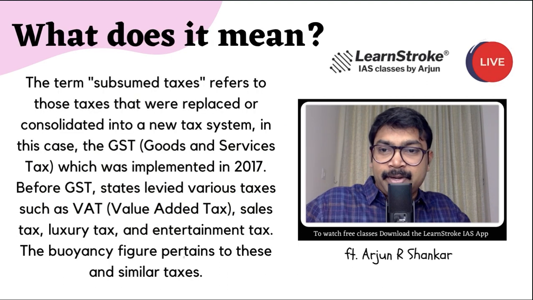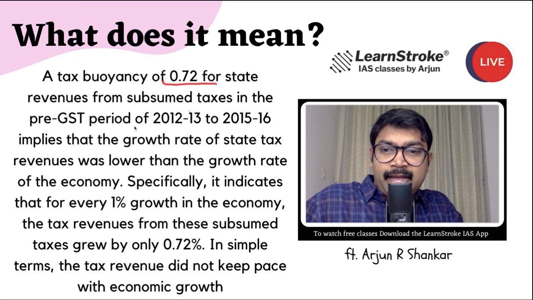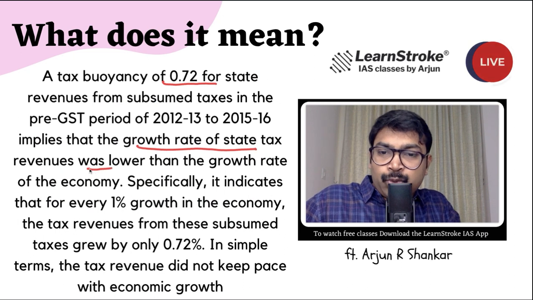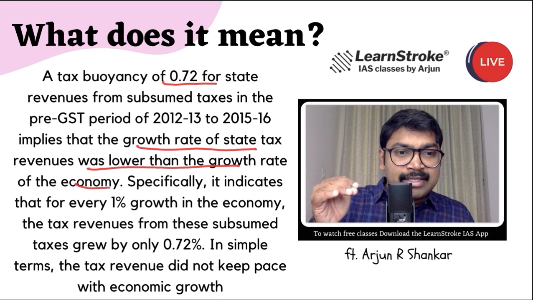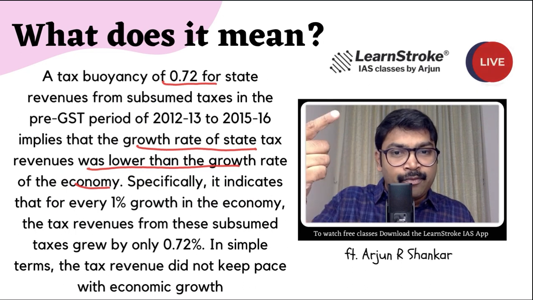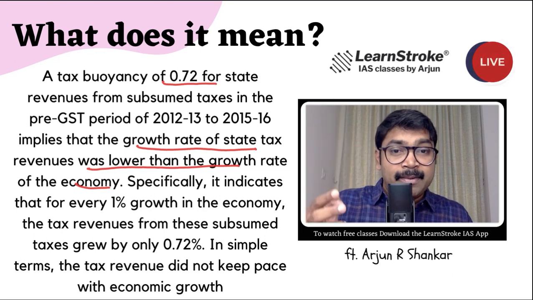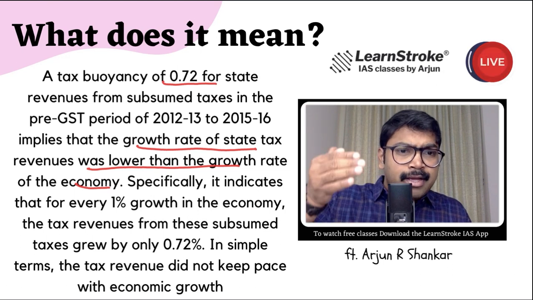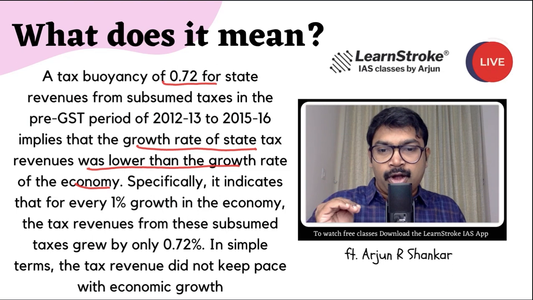Let's understand the statement again. So 0.72 for state revenues from subsumed taxes in the period implies that the growth rate of state tax revenues was lower than the growth rate of the economy. This is very clear. I told you what tax buoyancy is. 0.72 means it's less than 1. If it is more than 1, the state tax revenue would have grown more than the economy. But it has come below 1. That means the growth of state tax is slower. It's lower and slower than the growth rate of the economy.